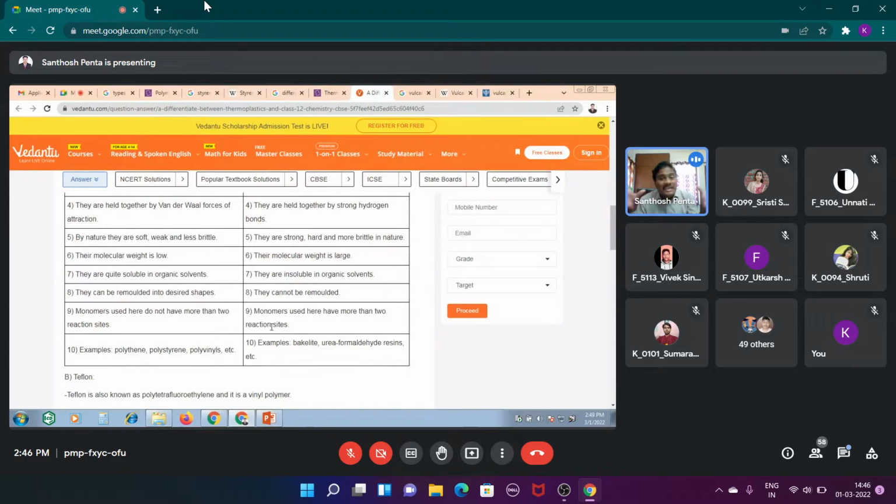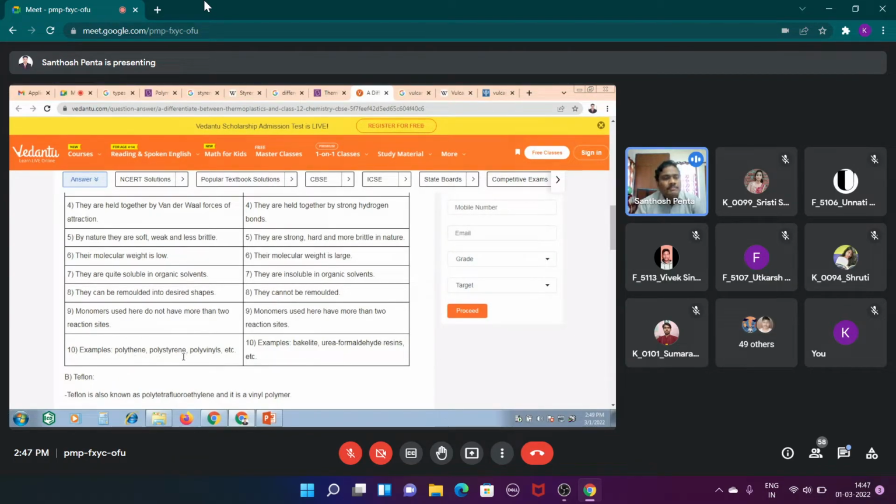So cross-linking may take place. But here in the thermoplastics, linear cyclization will take place. Linear reactions will take place. But in the thermosettings, cross-linked cyclization will take place. Then, okay, what are the examples?